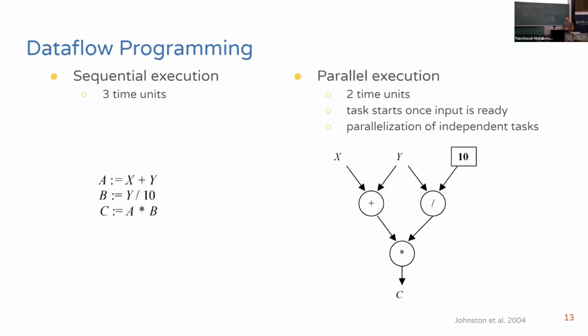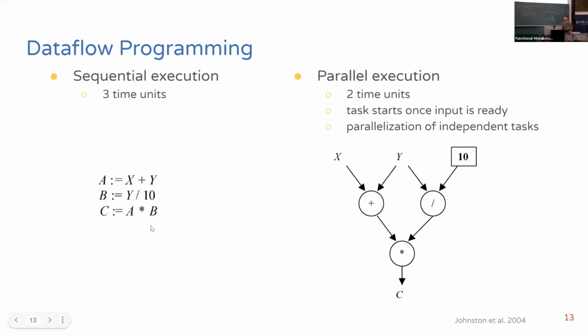One big thing that all of these use is the Dataflow programming paradigm. So we have examples here for sequential execution. This would take 3 units of time in that special case. Let's say we want to add X and Y, and then as a next task that is independent, but gets executed afterwards, we would divide Y by 10, and at the end, multiply A by B. That is not very efficient.